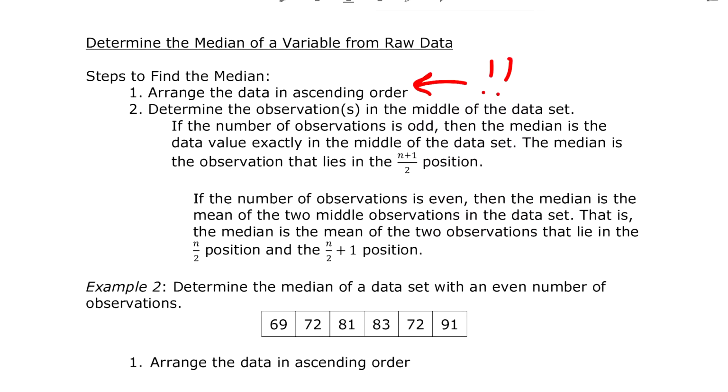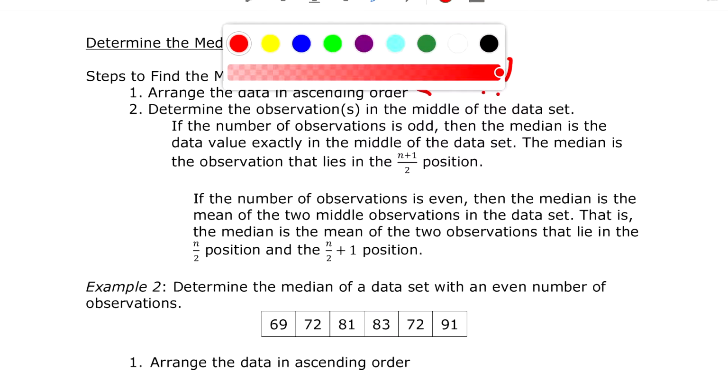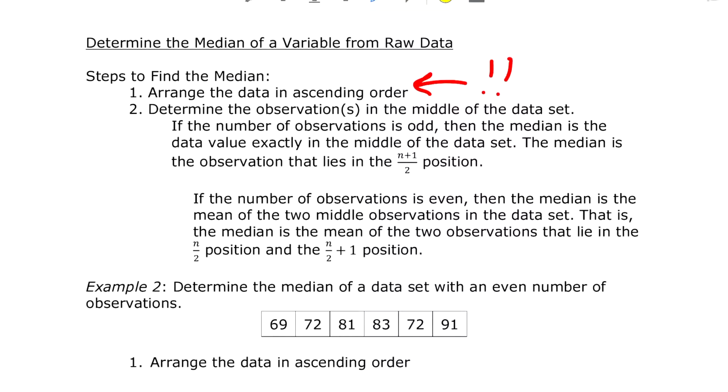So then we're going to look at how many observations we have. If we have an odd number of observations, so now I'm down here looking at an odd number of observations, then the median is the data value exactly in the middle, and we can find that position by taking the sample size, adding 1 to it, and then dividing by 2.